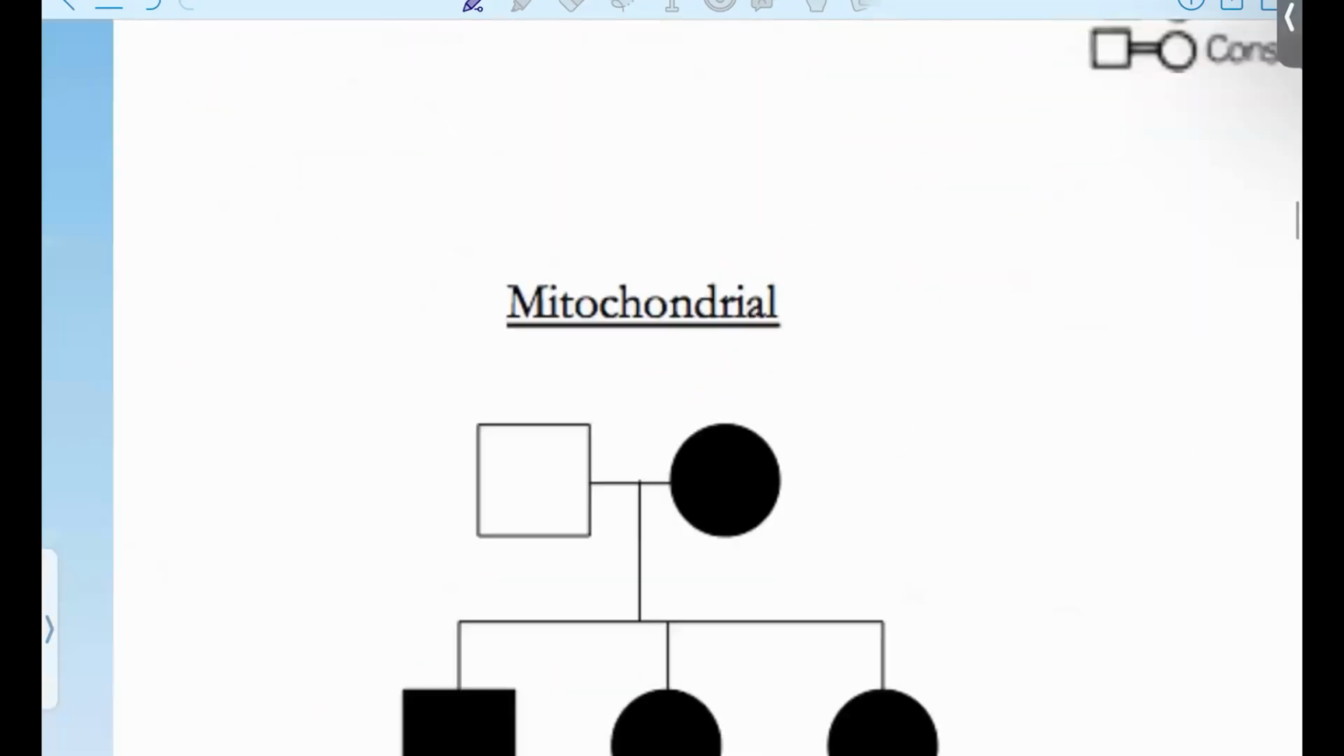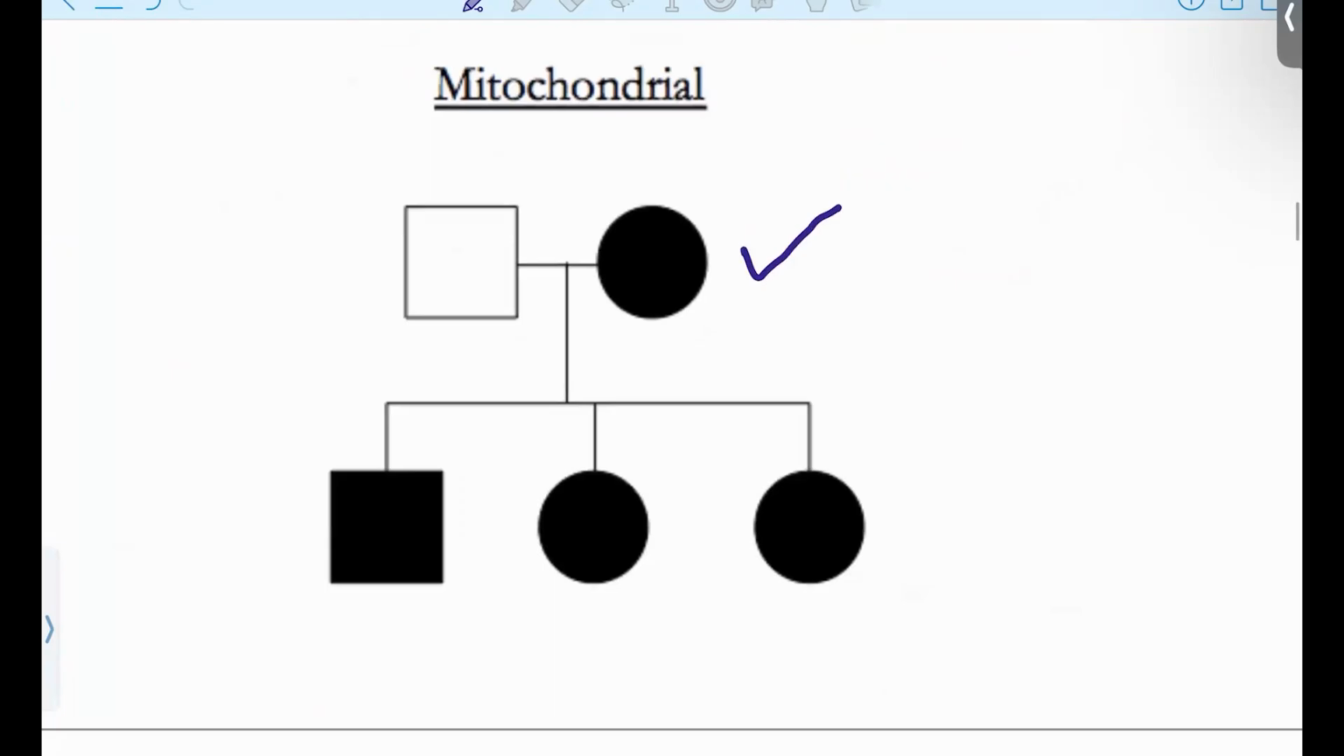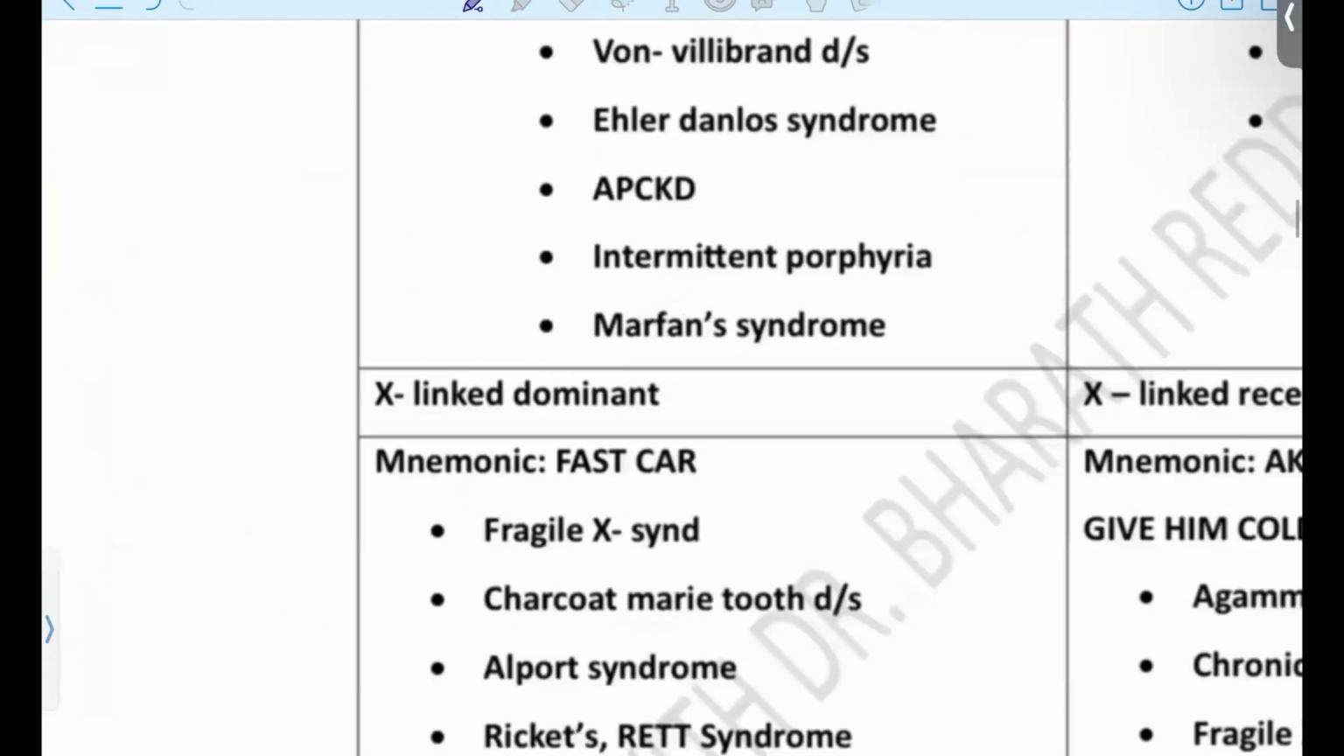And next one, mitochondrial inheritance. Mitochondrial inheritance is done only by the mother. So the mother will transmit the disease to the babies, regardless of gender. That is what mitochondrial inheritance is. Let's see examples here. What are those examples?